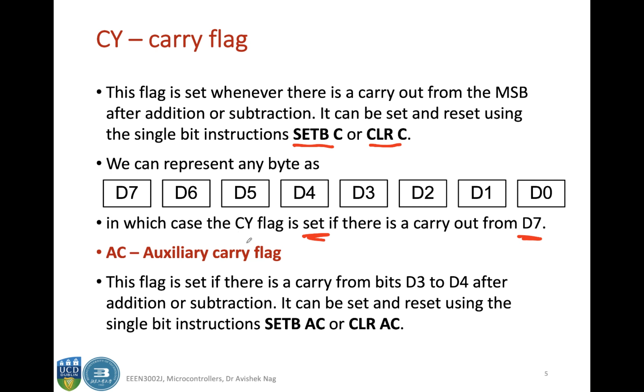Okay. And the auxiliary carry flag, the purpose of this is to see if there is a carry from bit D3 to D4. So from the first nibble to the second nibble, from D3 to D4, if there is a carry, then this auxiliary carry flag will be set. Okay. It can also be set and reset using single bit instructions like this, SETB and CLR.